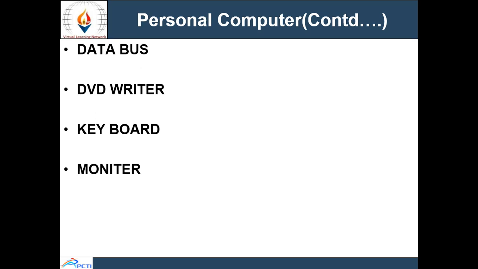DVD writer. DVD stands for digital video disc. It is optical media which stores digital data. Keyboard. Computer keyboards are similar to electric typewriters and enable you to enter data into a computer. Last one is monitor. It is the visual display for a computer.